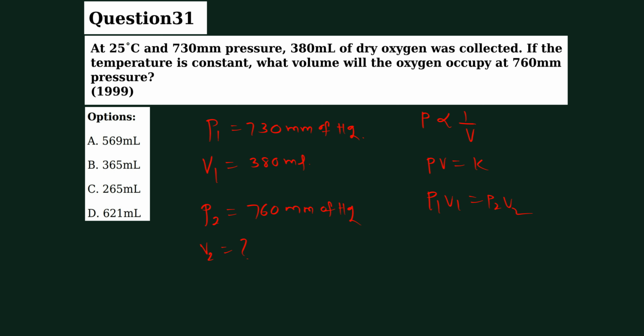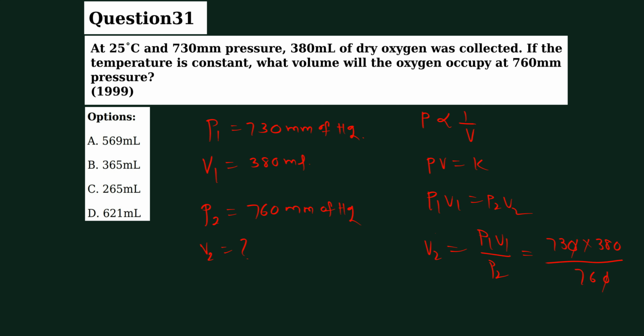Here P1 value is 730, V1 value is 380, P2 value is 760. Then you have to find V2. Here pressure increases, volume decreases, right? So P1 V1 equals P2 V2, then V2 we can write as P1 V1 by P2. What is the P1 value? 730, into V1 value 380, by 760.